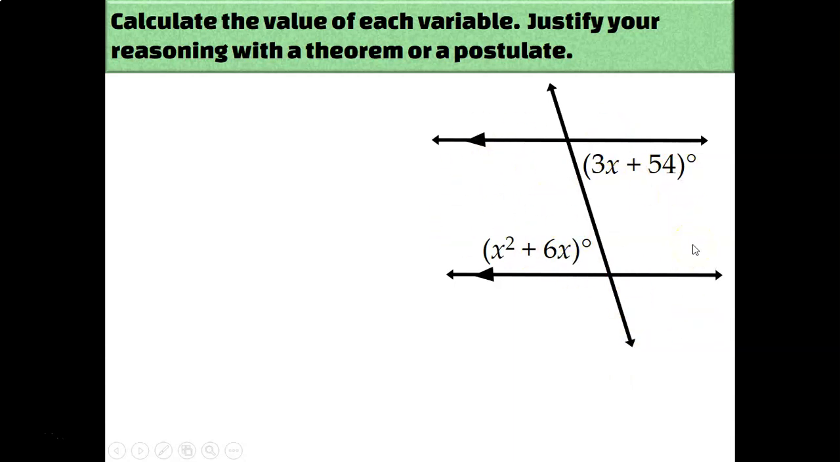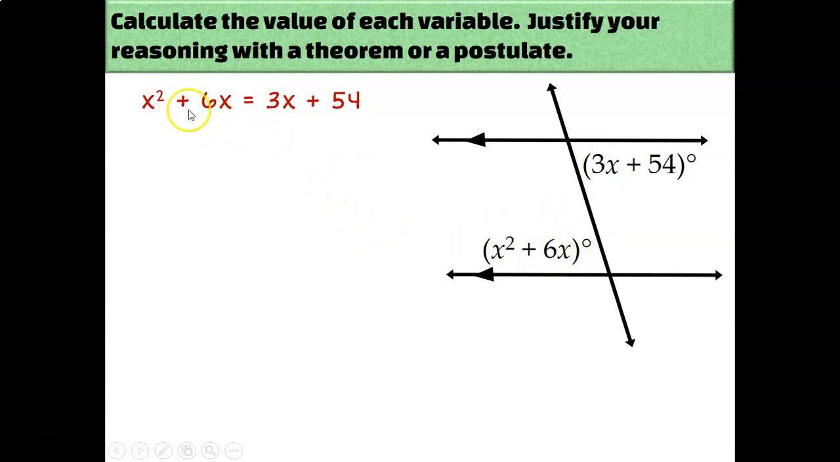So since they're alternate interior angles created by 2 parallel lines cut by a transversal, I know that these 2 quantities have to be equal to each other, because alternate interior angles are congruent. So the equation that I'll write is this, x squared plus 6x equals 3x plus 54. So I just set these 2 things equal.